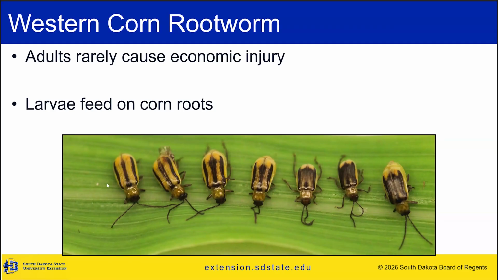For the western corn rootworms, if you're not familiar, they're yellow beetles, typically with some sort of black markings, either 3 lines or some level of black marking on their hardened forewings. And they're a little bit larger than the northern corn rootworm.